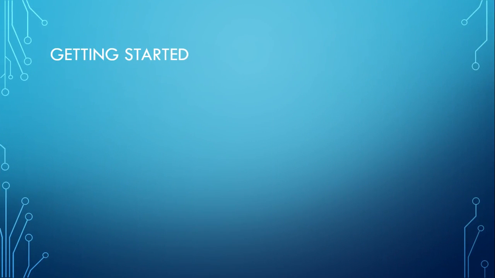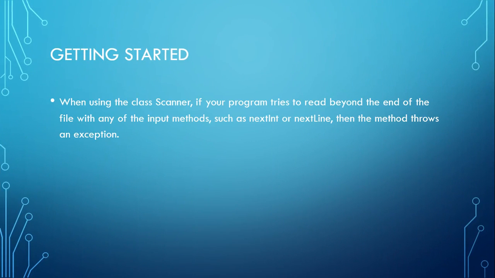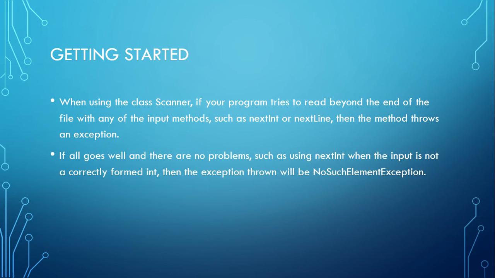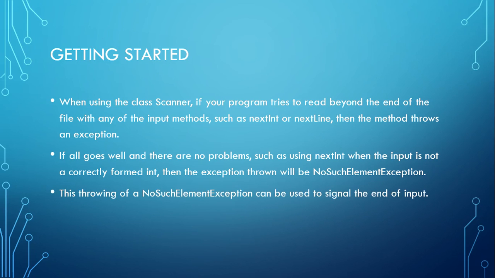class. So getting started here, when you use the class Scanner, if your program tries to read beyond the end of a file with any of the current input methods, such as nextLine or nextInt, then the method throws an exception. Now, if all goes well and there are no problems, such as using nextInt when the input is not a correctly formed int, then the exception thrown will be NoSuchElementException. This throwing of a NoSuchElementException can be used to signal the end of input.